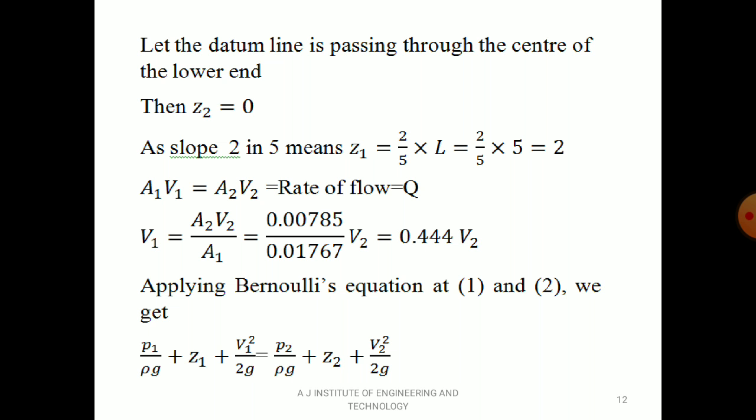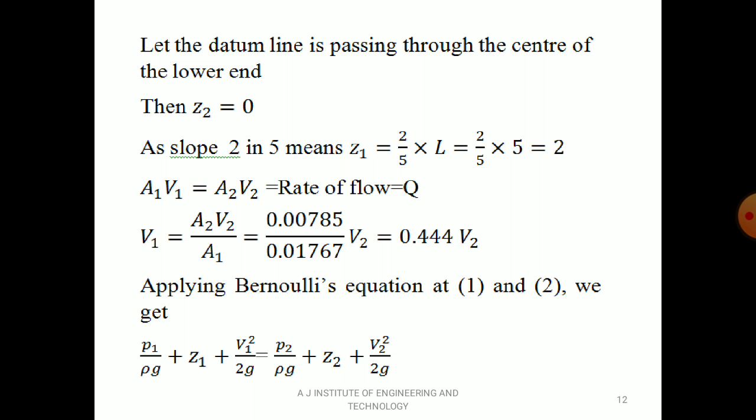V1 and V2 values are not given, so I have to find that value. That can be done like this. A2 is 0.00785, A1 is 0.01767, so V1 = (0.00785 divided by 0.01767) into V2. So I am expressing V1 in terms of V2. V1 equal to 0.444 V2. This is the relationship between V1 and V2.